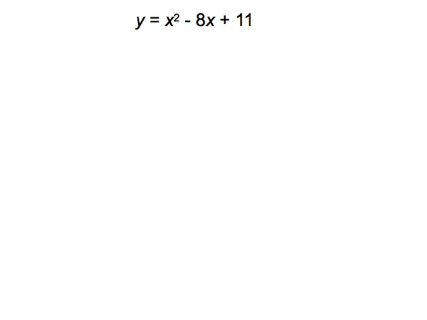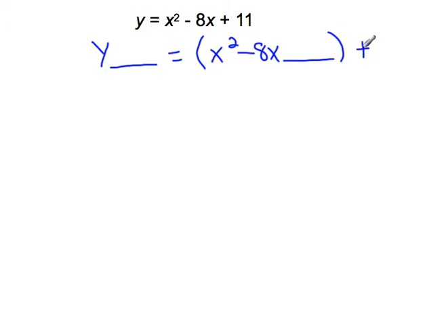The first problem, we have y equals x squared minus 8x plus 11. Now, in order to prepare to complete the square, what I like to do is I have y and then I leave some space equals. Now I'm going to put parentheses, and you'll see why in a little bit. We're going to do x squared minus 8x. Now I'm going to leave a space here, and then I'm going to finish the parentheses and add 11.